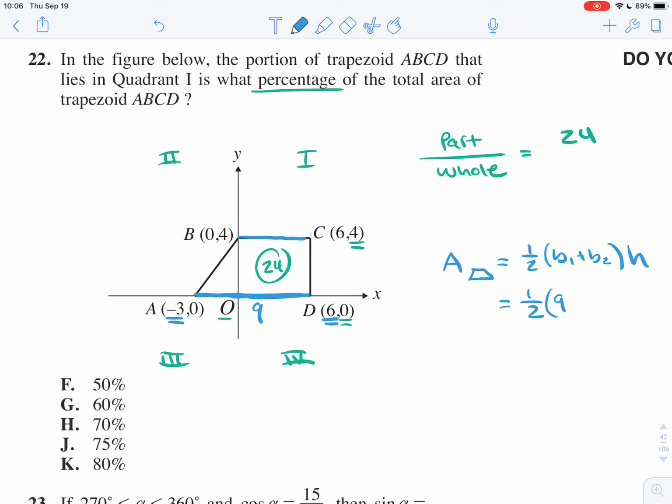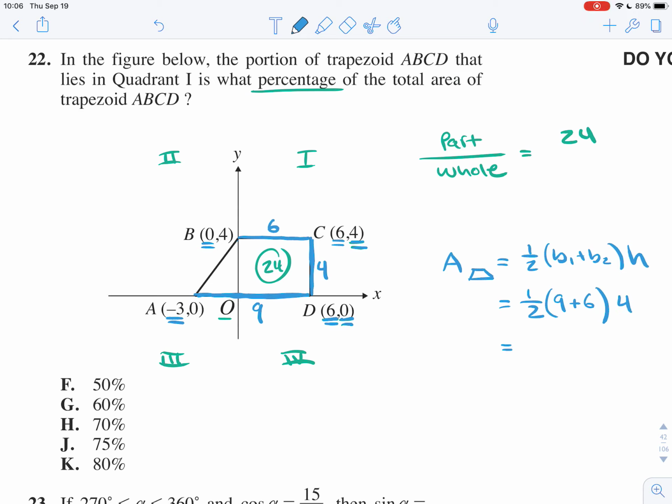And then if we look at our other base, that's from B. Again, on the x-axis, that's 0 to 6. So that's going to be 6. So 9 plus 6. And then by the height, which we determined to be CD, that's from 0 to 4. So that's 4, so times 4.